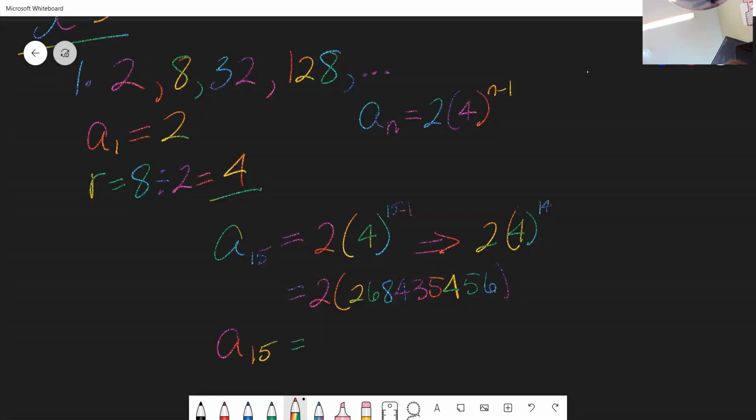means, yes, the term at the 15th position of a geometric sequence with a ratio of 4, which is probably why it's so big, is 536,870,912. All right, we're still in the millions though. I know, right? 536,870,912.